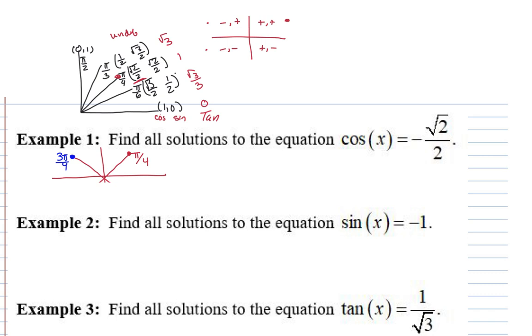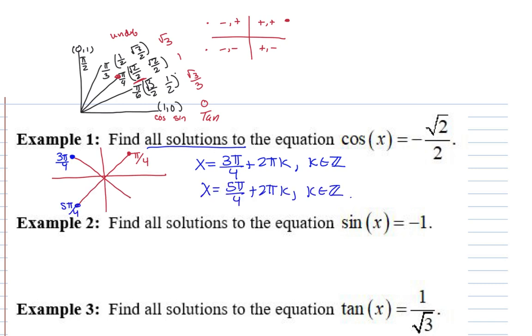So that means if I want to write all the solutions, I'm going to have x is equal to 3 pi over 4 plus my 2 pi k, where k is an element of the integers, and my other answer would be 5 pi over 4 plus 2 pi k, where k is an element of the integers. That would be my solution. So pause the video and try example 2 and 3, and then unpause it to check your answers.